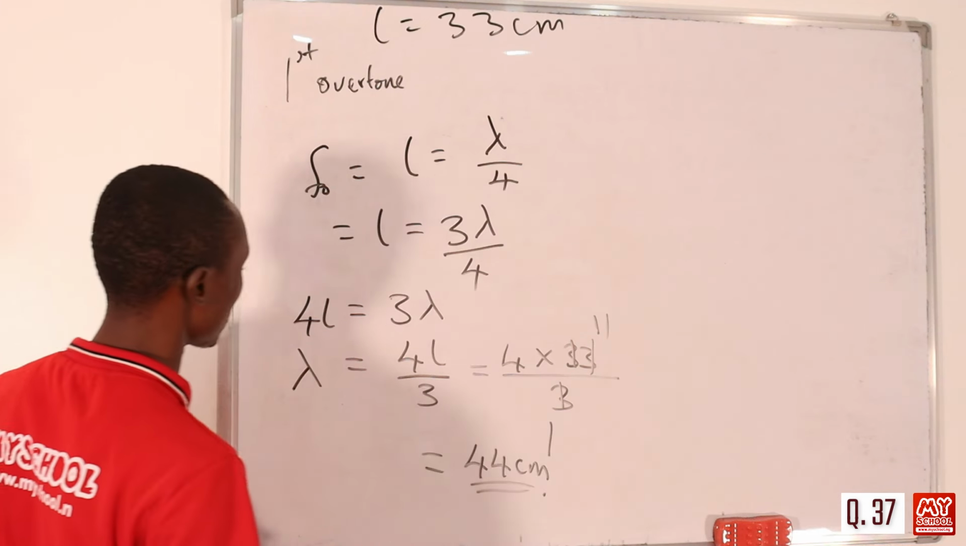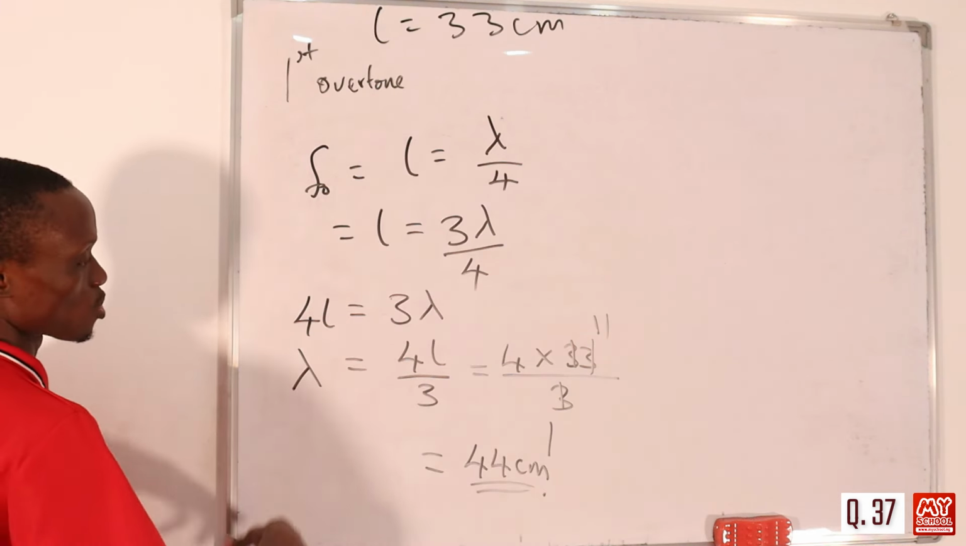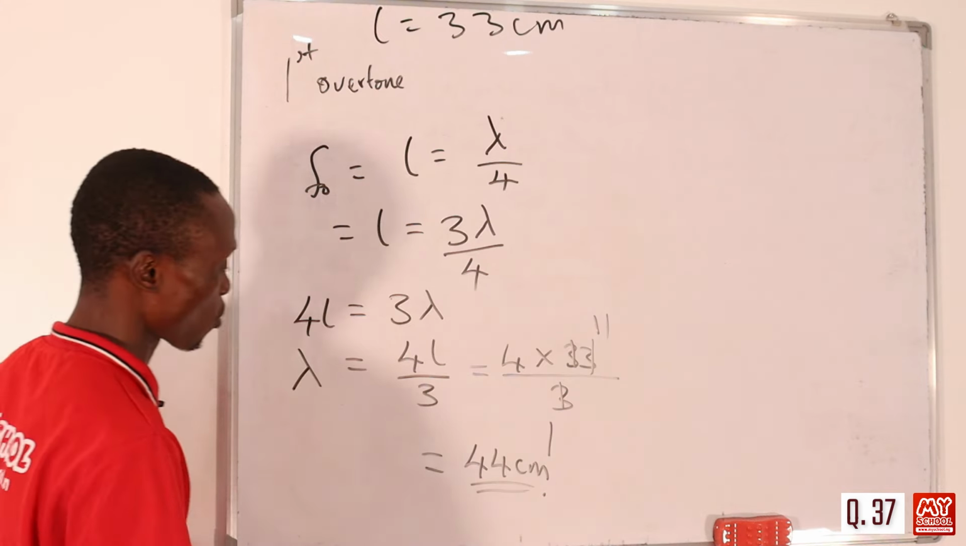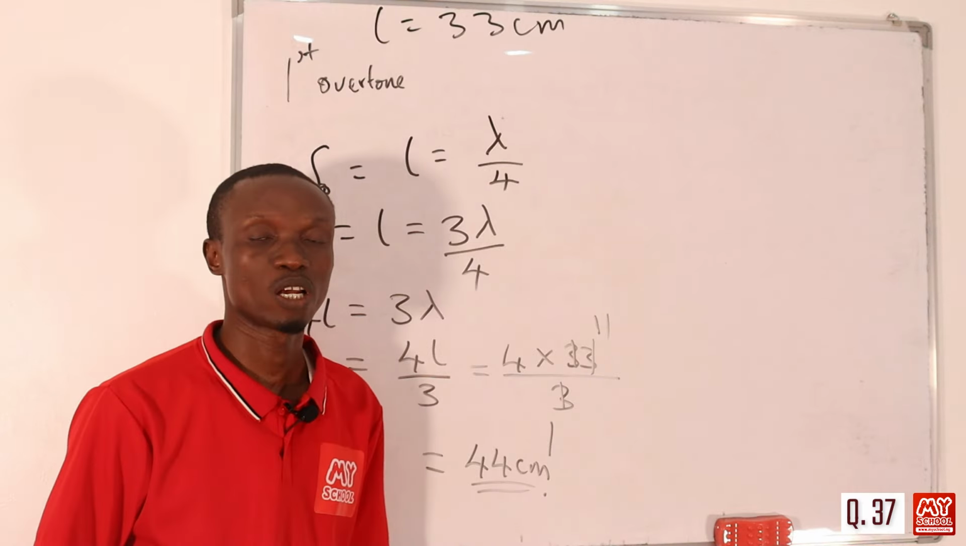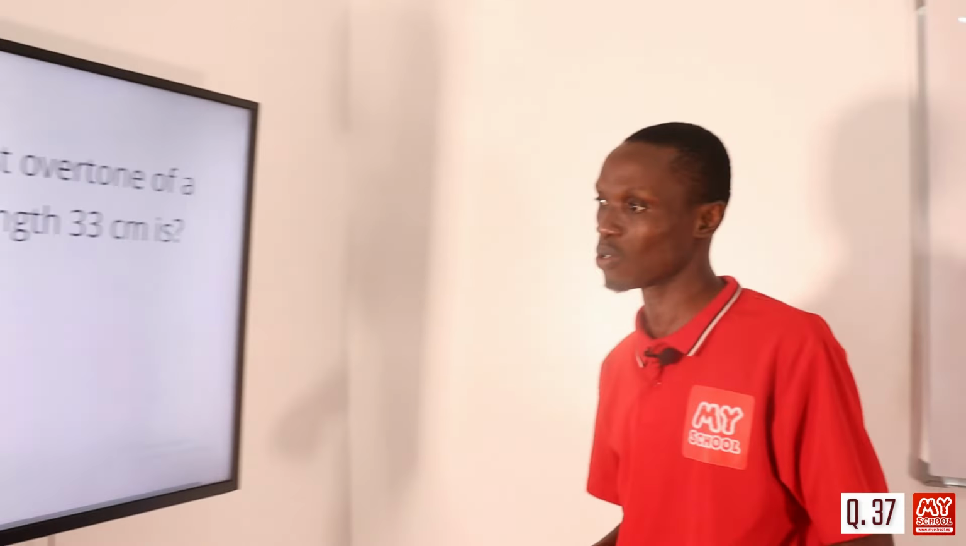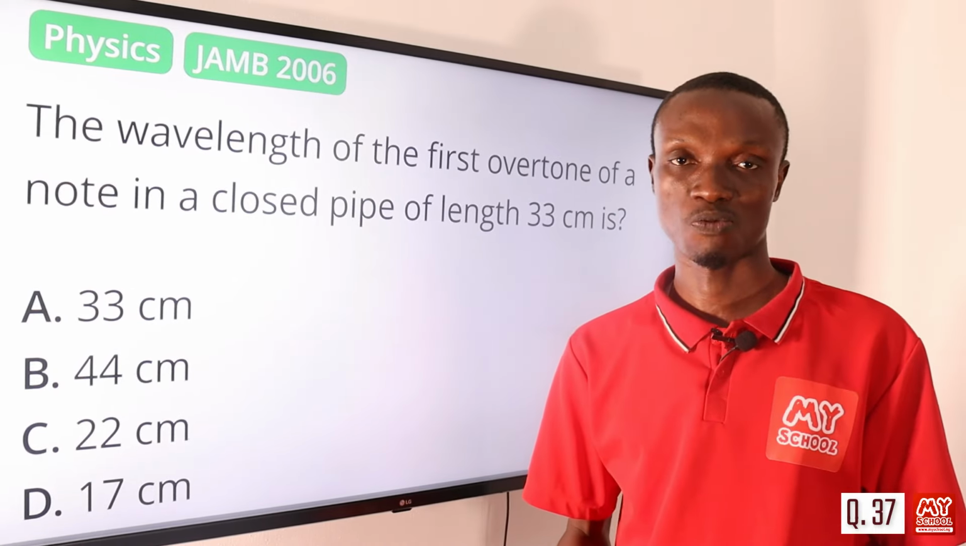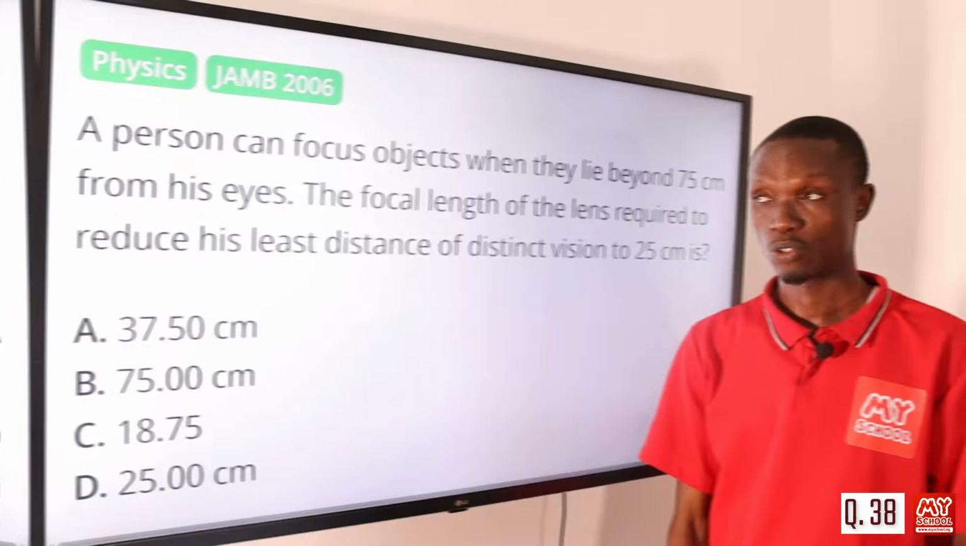Okay, so at the first overtone, the wavelength of the note in a closed pipe will be equal to 44 centimeters. So let's move over to the screen to pick the correct answer to this question, and that is option B, 44 centimeters.